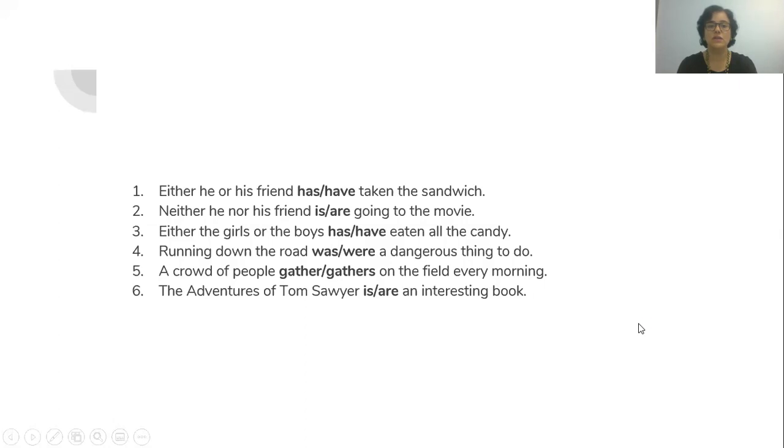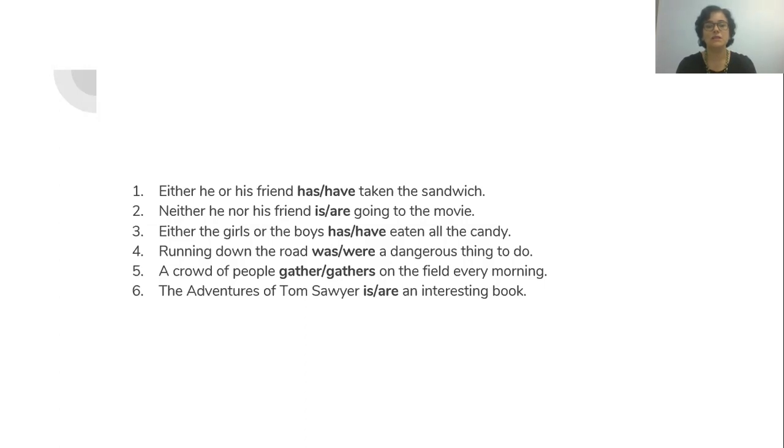Let's see if you can guess these ones. Either he or his friend has taken the sandwich or have taken the sandwich. Remember, there's either here, either or. Check the subject and see if it's singular or plural. So the answer is either he or his friend has taken the sandwich. The second one, neither he nor his friend is going to the movie or are going to the movie. Neither nor. Talking about he, his friend. Is it singular or is it plural? It is singular, and so your answer should be neither he nor his friend is going to the movie.